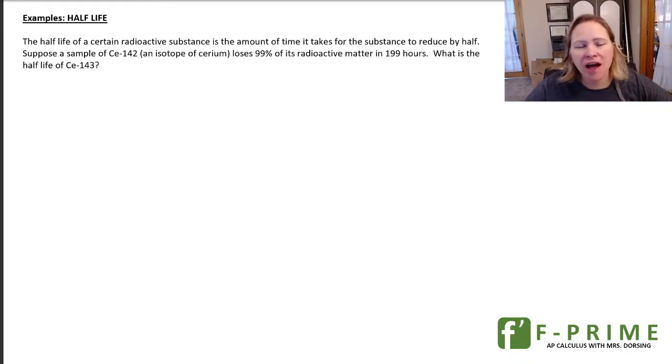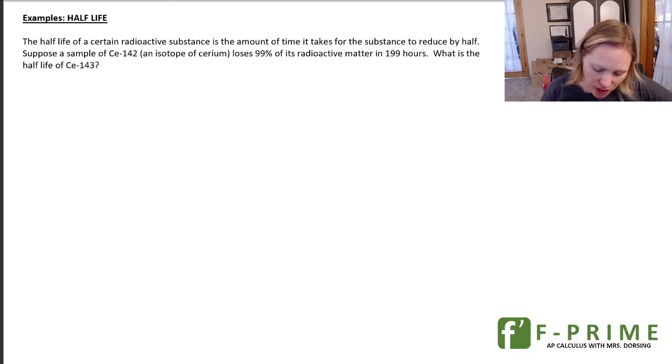So when we talk about the half-life of a material, we're talking about the time it takes for it to decay by exactly 1/2 of what it started at. And when we talk about an exponential decay situation, when we talk about this half-life, the nice thing is it doesn't matter what we start with, it'll always take the same amount of time to decrease by half the amount. So the half-life of a certain radioactive substance is the amount of time it takes for the substance to reduce by half.